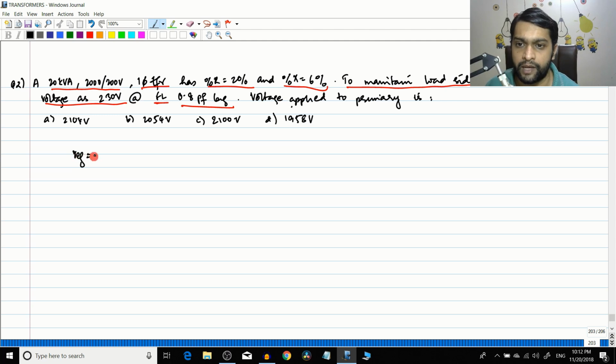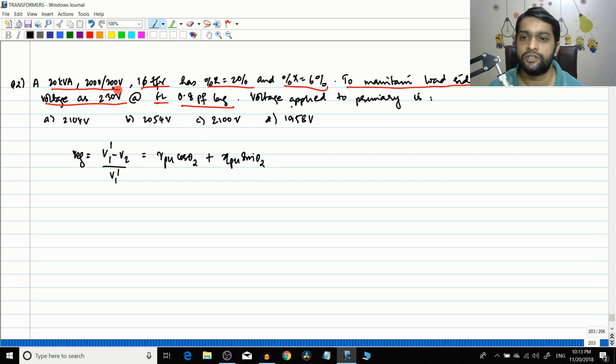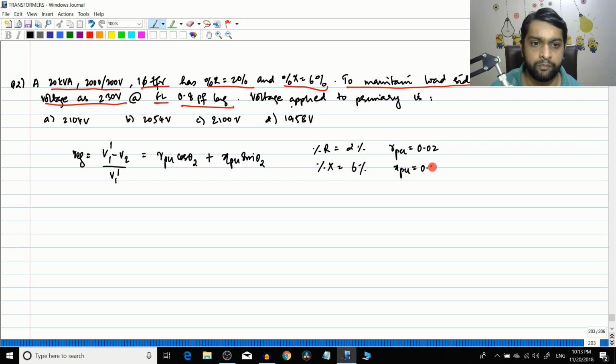The regulation formula is (V1' minus V2) divided by V1' equals R_PU cos theta 2, plus X_PU sin theta 2. They have given that this is a lagging load, so it will be a plus sign. So this is the basic formula. Let's see what they have given. The percentage resistance of the transformer is 2%, so the per unit resistance value will be 0.02. The percentage reactance is 6%, therefore X_PU will be equal to 0.06.